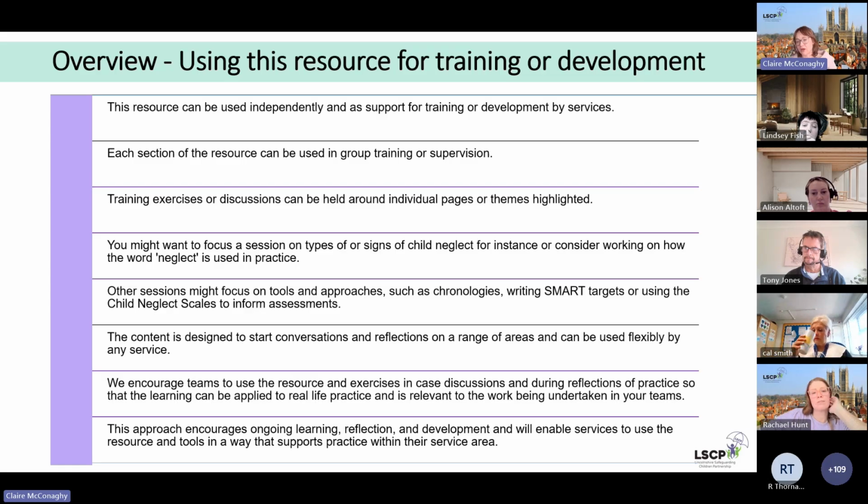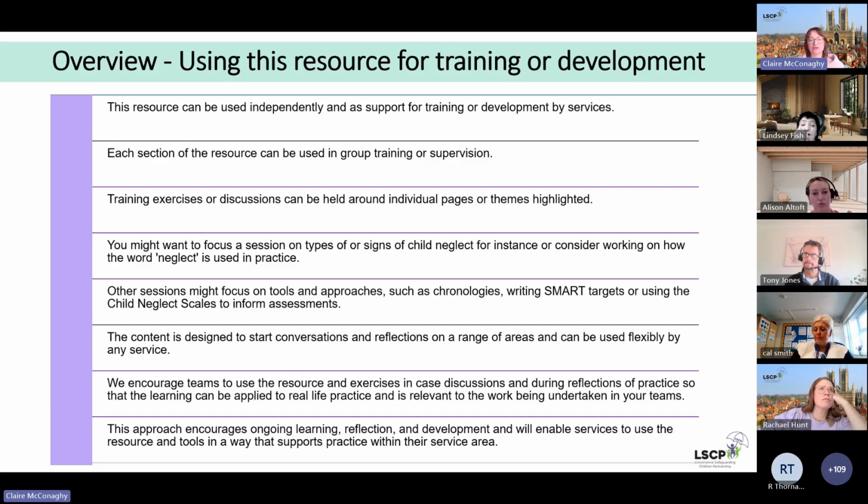So we really want to encourage the breaking down of the child neglect resource in bite-able chunks, and that's where you guys are really valuable and important to us as a resource, in terms of helping embed the use and embed the ideas that are in here. So the resource can be used independently and as support for training and development by services. Each section of the resource can be used in training or supervision. The exercises and discussions can be held around individual pages or themes highlighted.